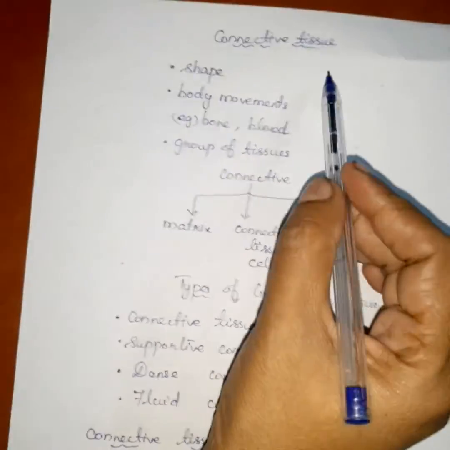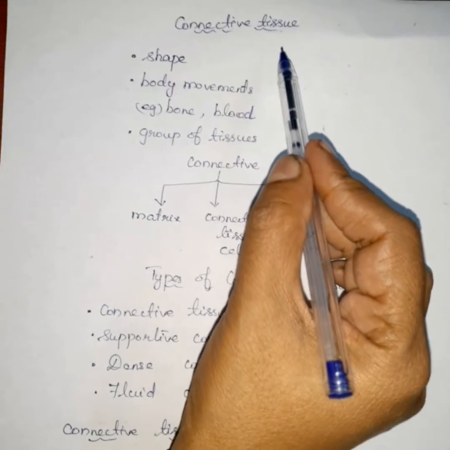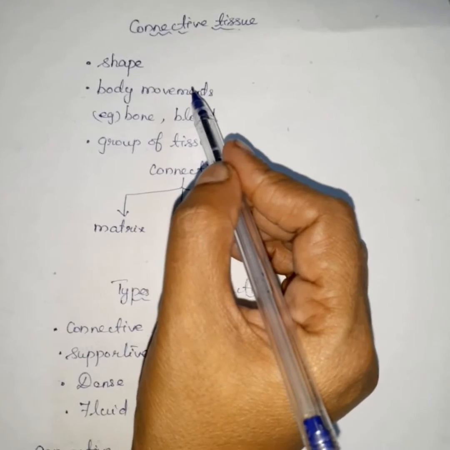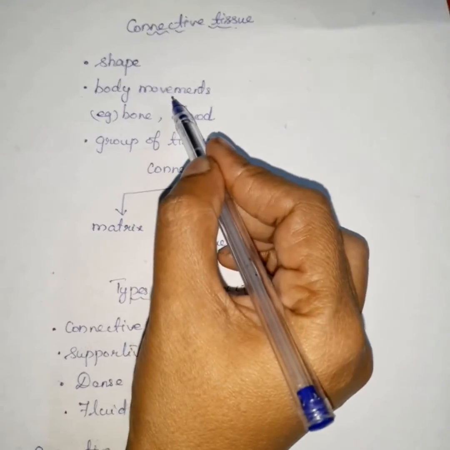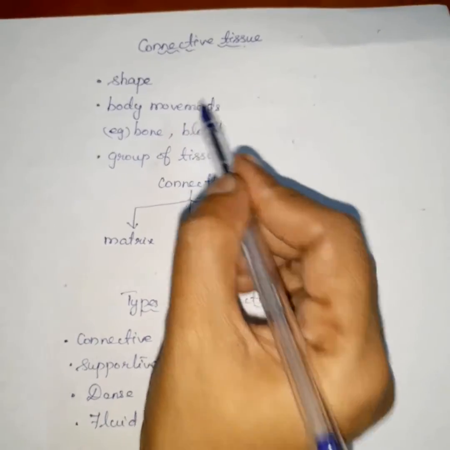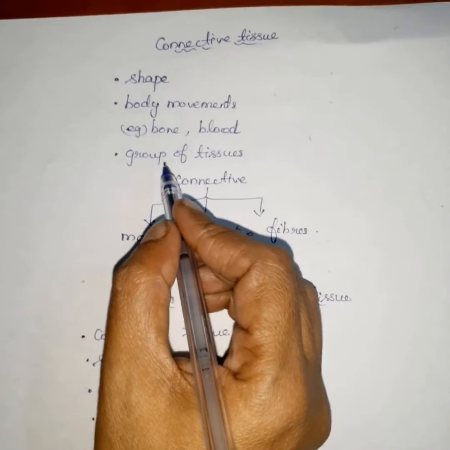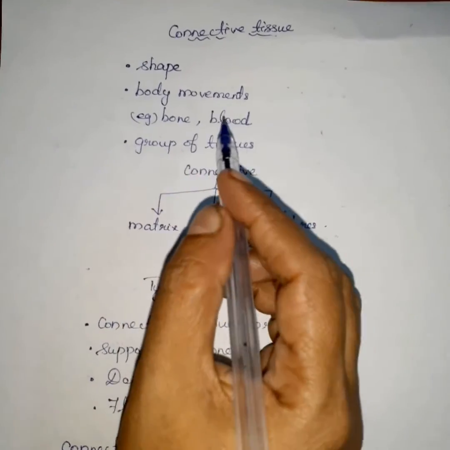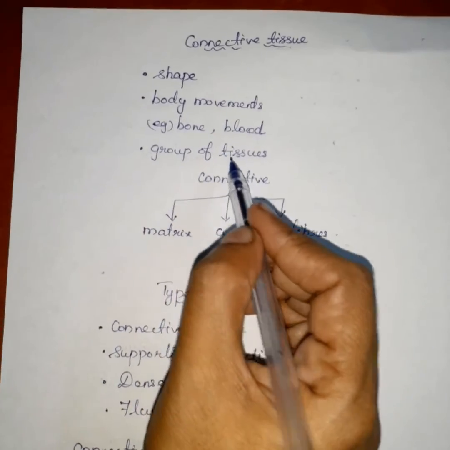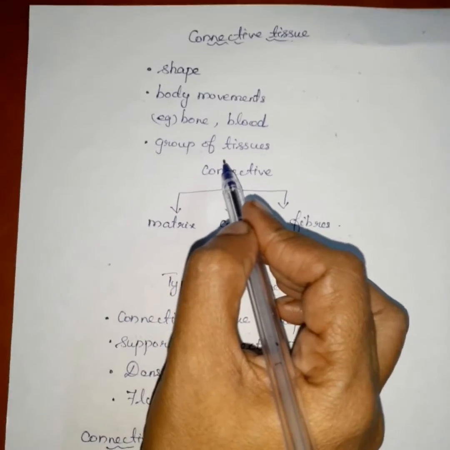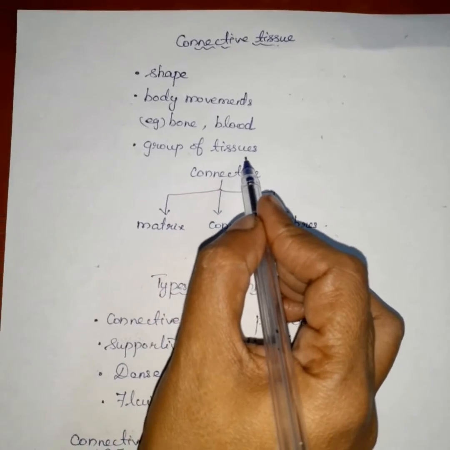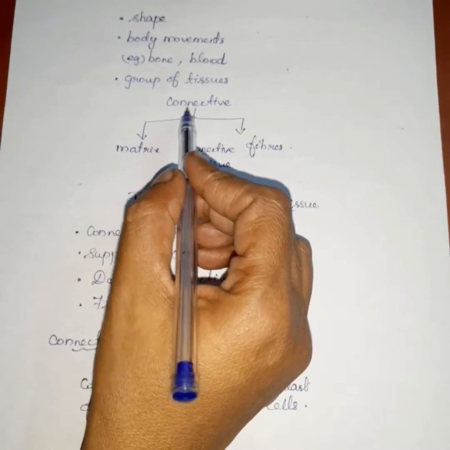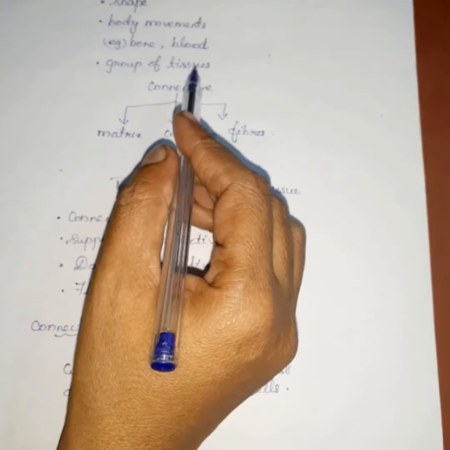The connective tissue gives the shape of our body. It supports our body and supports all the body movements. For example, bone is a connective tissue. Muscle and blood are also connective tissues. So connective tissues are a group of tissues in our body. They form the structure of the body and support our body.